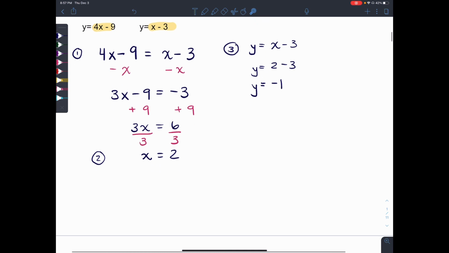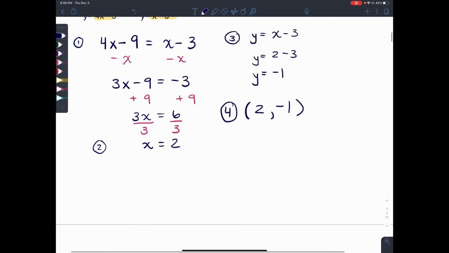Up to this point, we've just done a bunch of math, but we actually haven't given an answer to our problem of, well, what is the solution to the system of equations? All of this work is meaningless if you don't actually give an answer. So your answer should be in the form of a coordinate since that is the solution of the systems of equations. So 2 is your x value, minus 1 is your y value. Okay.